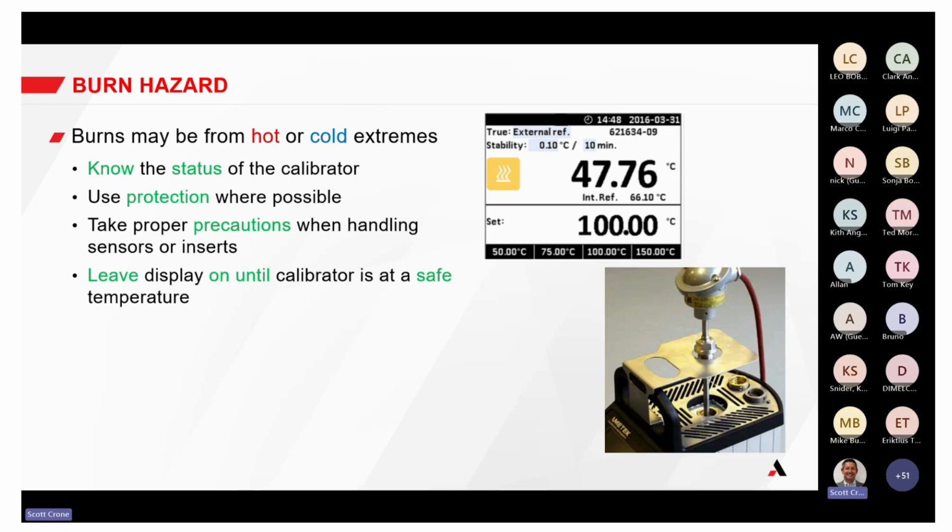Use protection when possible. So here is a thermal shield. It's going to deflect airflow away from the top of the sensor and away from you if you're actually there. And be careful when you're removing inserts. We actually have some features on our new CTCs. There will be an icon right up here that will tell the user if it's safe to pull the insert out, if it's actually too hot or too cold to remove it. And again, leave that display on until the calibrator is at a safe temperature. And I'm going to say that at least one more time in this presentation.